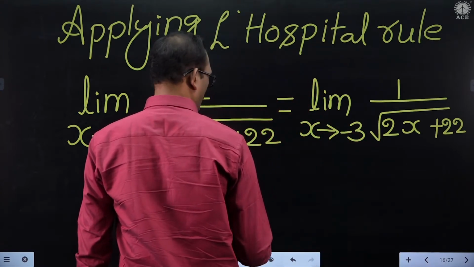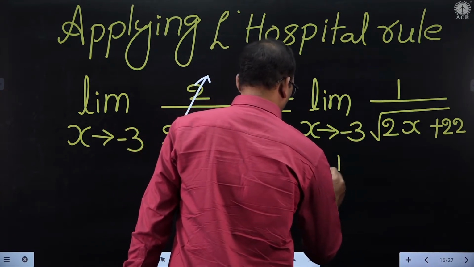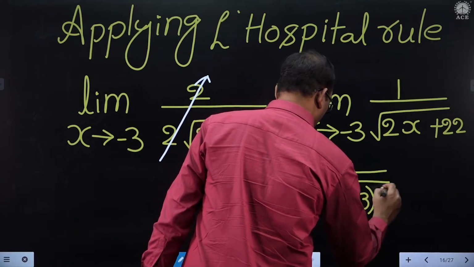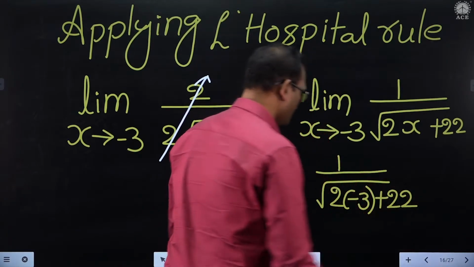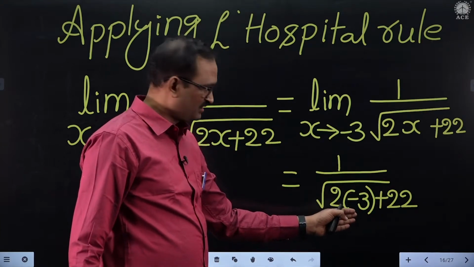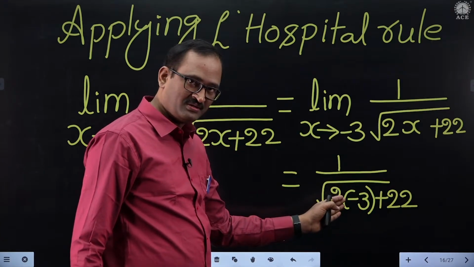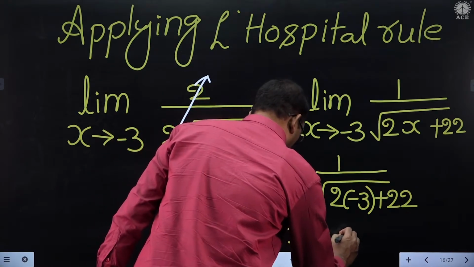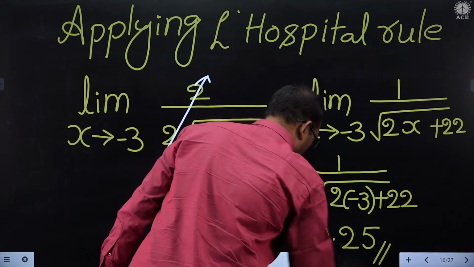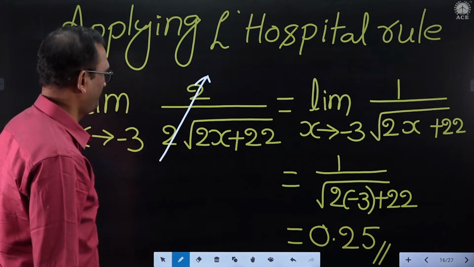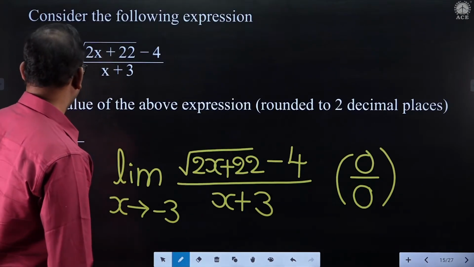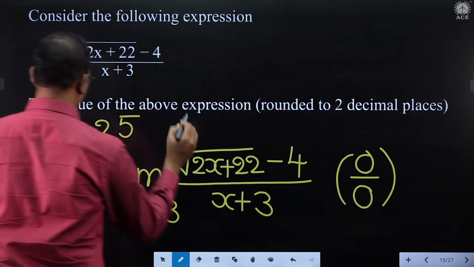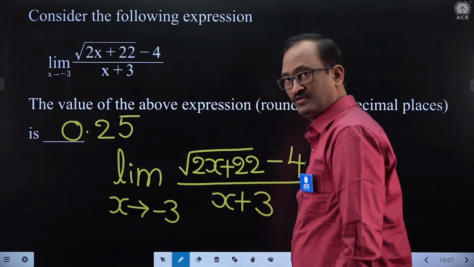Take x is equal to minus 3, then it is 1 by square root of 2 into minus 3 plus 22. This is 22 minus 6, that is 16. Square root of 16 is 4, and 1 by 4 is 0.25. This is also a fill in the blank question. Answer is 0.25.